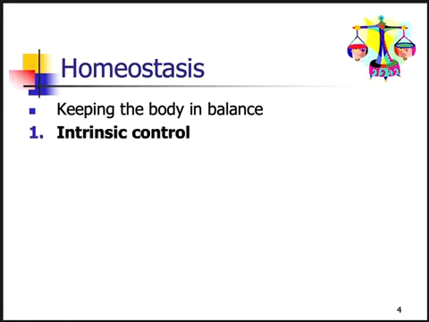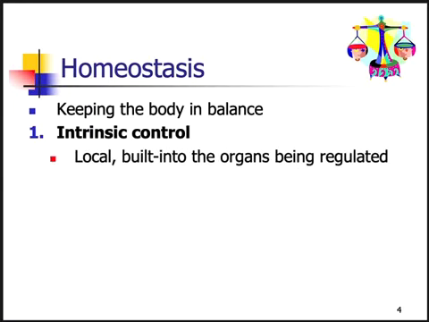All right, so intrinsic control. Homeostasis is maintained by two categories of regulation, intrinsic and extrinsic. So first we're going to look at intrinsic control. This is your local built-in regulation. So there are going to be molecules and other components within the organ that are receiving information and responding to regulate that organ.